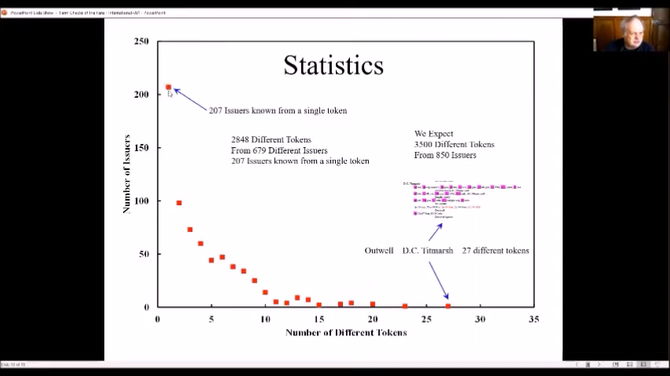207 of the issuers are known from a single token, usually one denomination. There might be a few known of that particular one, but it's still a scarce thing. So this just gives an idea that if these 207 issuers should have had 4 or 5 denominations, we've still got another several hundred tokens to find. So there's a long way to go before we have a complete catalogue. And the extreme case here is D C Titmarsh at Outwell, who has 27 different tokens. Some of these are pre-decimal, some of them are post-decimal, and I suspect they were not used concurrently, but that's more than enough for any token issuer.